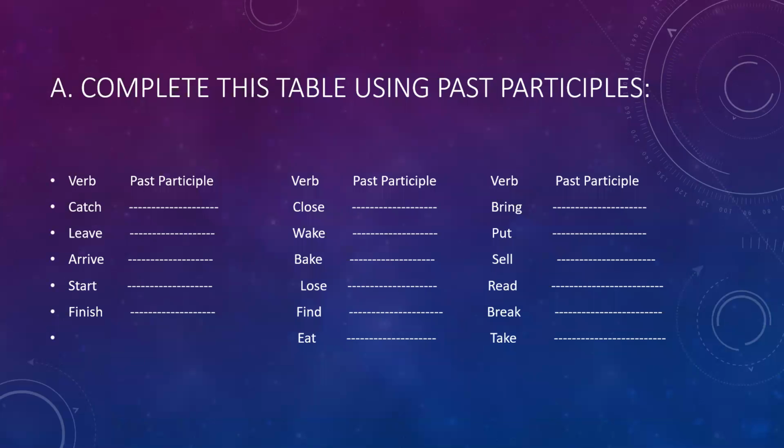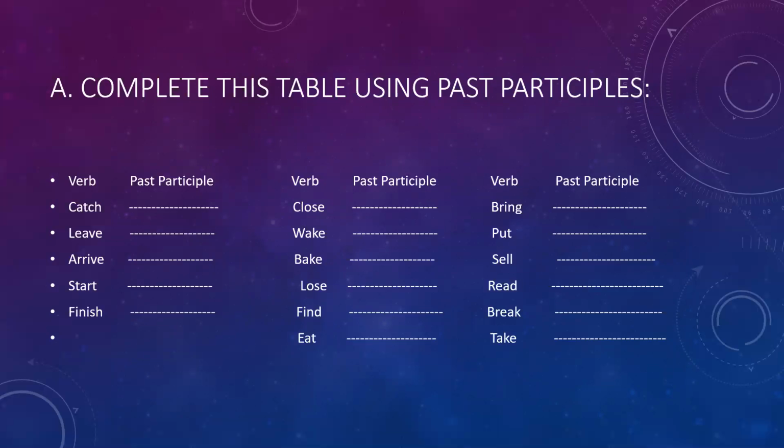Now look at exercise A. Here a few verbs are given and you have to make the past participles of these verbs. You can find out the answers from the yellow box. Look at the first. The past participle of catch is caught, leave is left, arrive is arrived, start is started, finish is finished, close is closed, wake is woken, bake is baked, lose lost, find found, eat eaten, bring brought, put, sell sold, read read, break broken, and take taken.